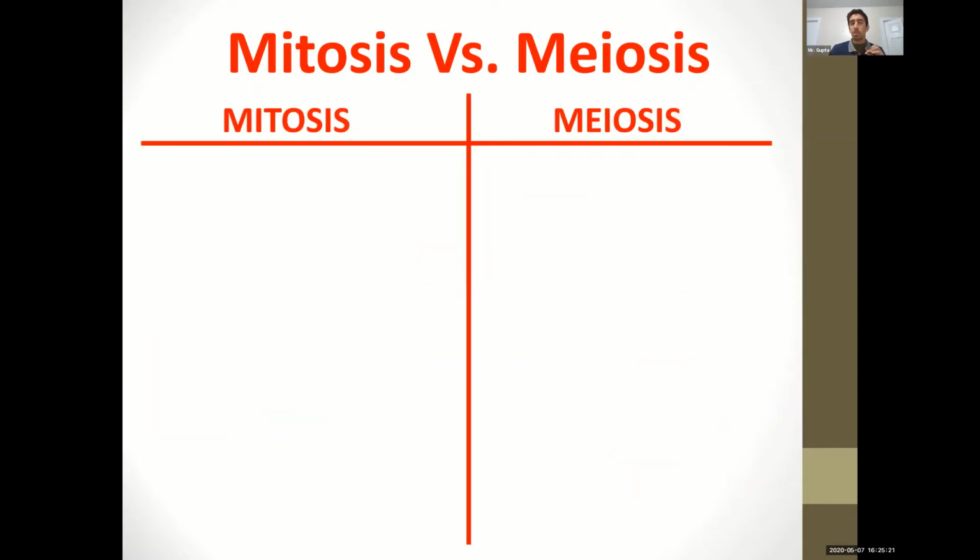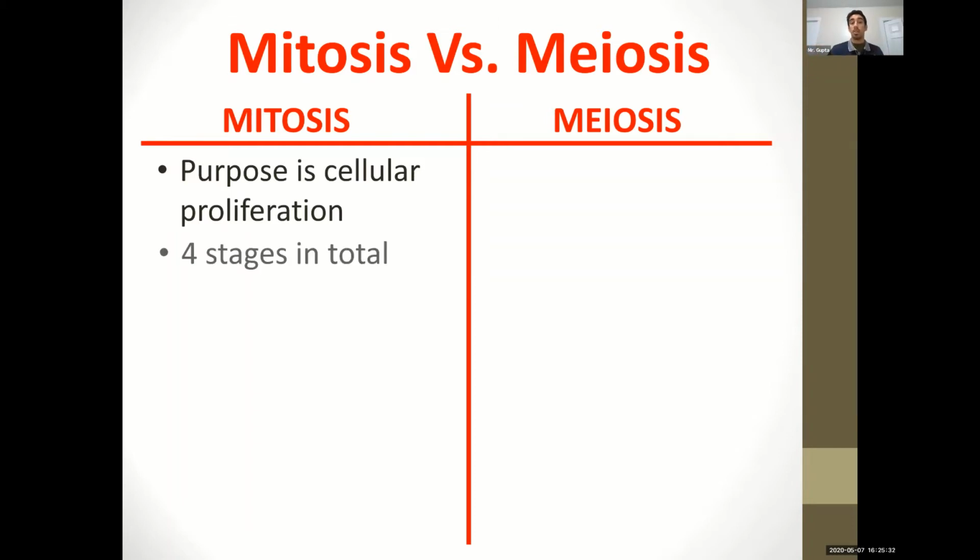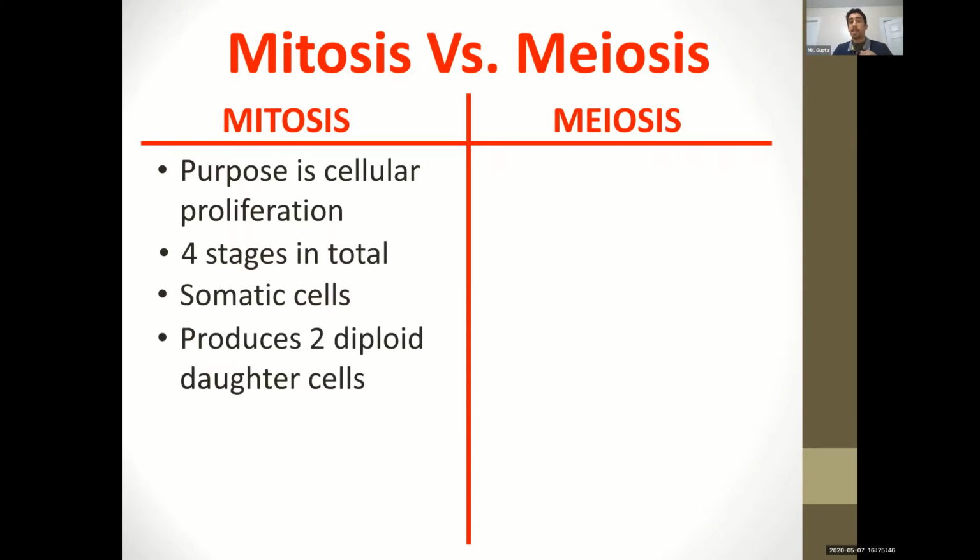To compare the two in a little table, in mitosis, we talked about how the purpose is for cellular proliferation. The purpose of mitosis is to produce identical cells. There's 4 stages: prophase, metaphase, anaphase, telophase, and they occur in somatic cells. Somatic cells are those cells that produce diploid or identical copies of the same cell. And the end product of mitosis is 2 diploid daughter cells.